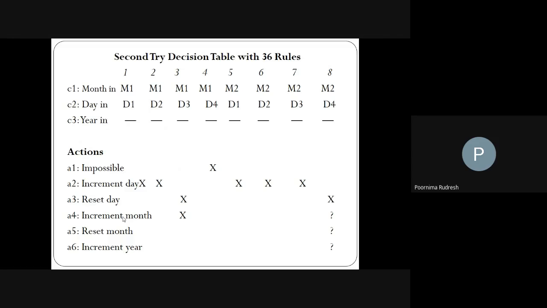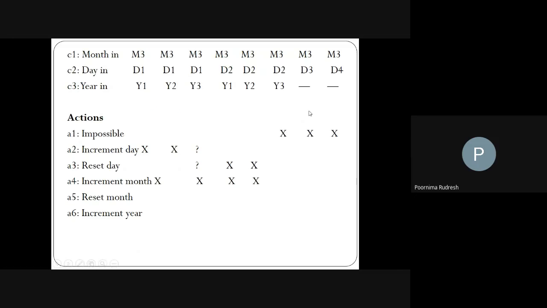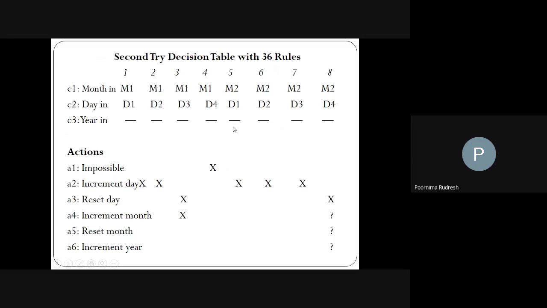Okay. So here, how many rules are there? Here we are going to consider 16 rules. One here, 1, 2, 3, 4, 5, 6, 7, 8, and the remaining 8 rules are here, 9, 10, 11, 12, 13, 14, 15, 16. So 16 rules are there. So we are considering these 16 rules in the second try decision table, and based on the month, day, and year, we are going to get the outputs in the form of actions.